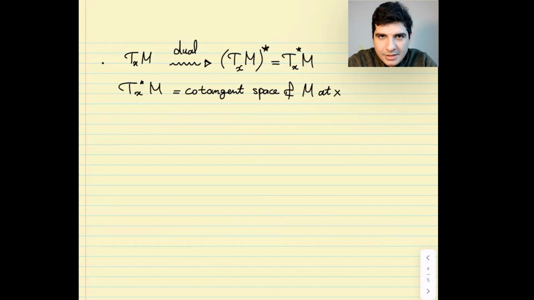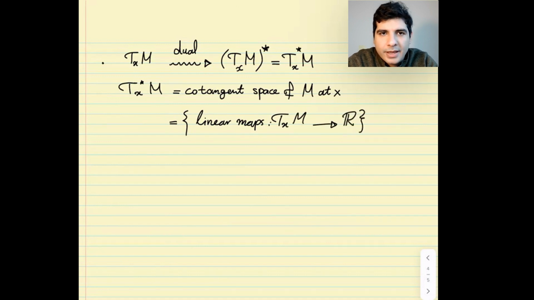Okay, so the cotangent space is the dual of the tangent space, right? So this is essentially just as we defined before for any linear space: the set of linear maps from the tangent space of M at x to R. Now, for the tangent space, we found a basis for the tangent space of M at x, right? We said partial x1 up to partial xm form a basis for the tangent space of M at x.